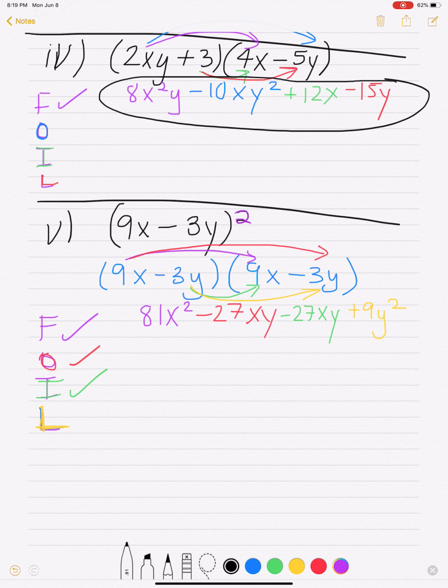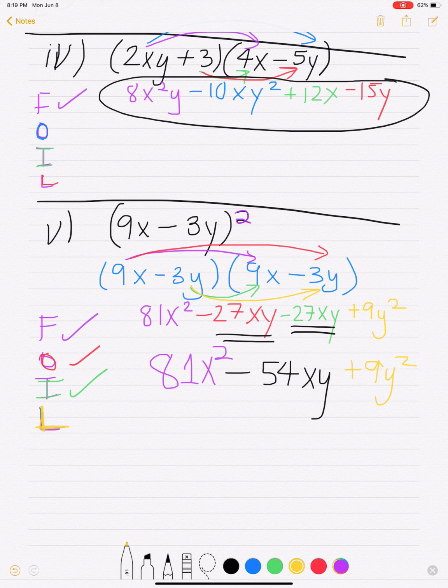Now, it turns out that in this case, you got like terms that can be combined, right? You got negative 27xy, negative 27xy. That's going to give you minus 54xy. And let's not forget, while we're simplifying this, to keep the front 81x squared and the back positive 9y squared. Beginning and the end. So those two middle terms combine to give you a middle term of negative 54xy. So final answer: 81x squared minus 54xy plus 9y squared. So very important when you're squaring such things to write them down and then FOIL them out.